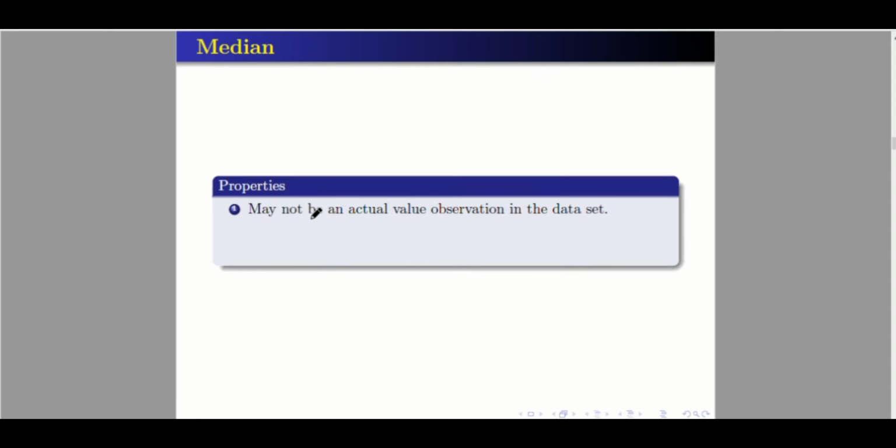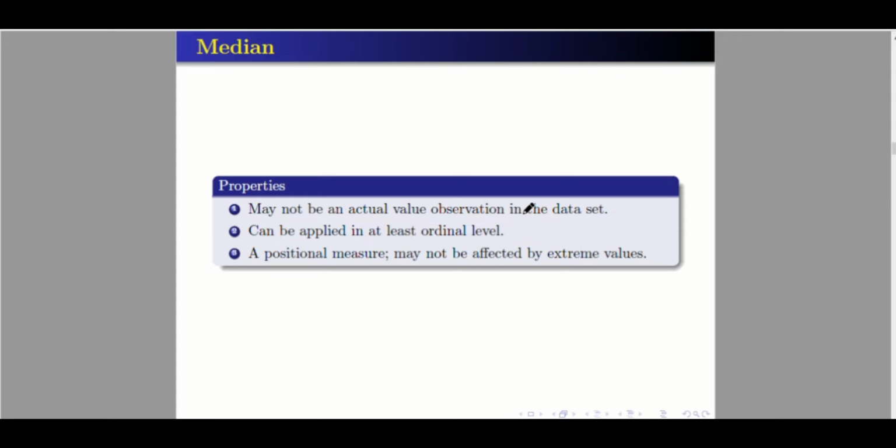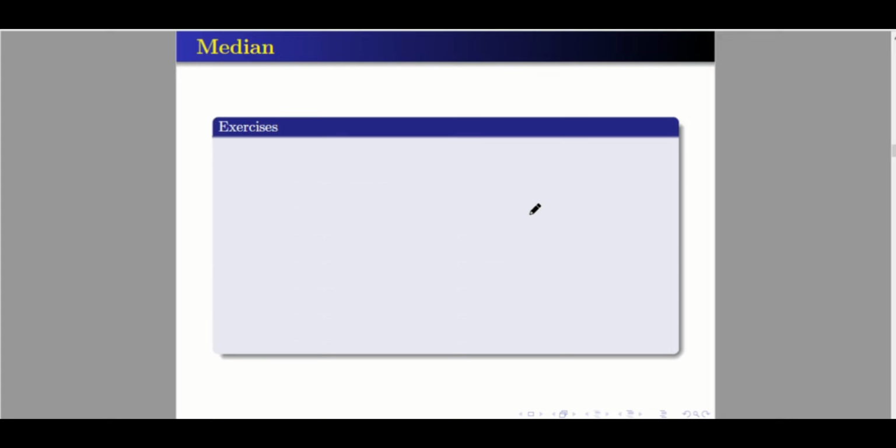Okay, so that is why we have the first property. Number 2 can be applied in at least ordinal level because of course we have arranged the data set. And of course, it is a positional measure. And in an ungrouped data, it can't be affected by extreme values. But in grouped data, because of the formula, it may be affected by extreme values. But since we are concentrating on the ungrouped data, the median is not affected by extreme values because it is a positional measure. So we have an example of number 3 later.